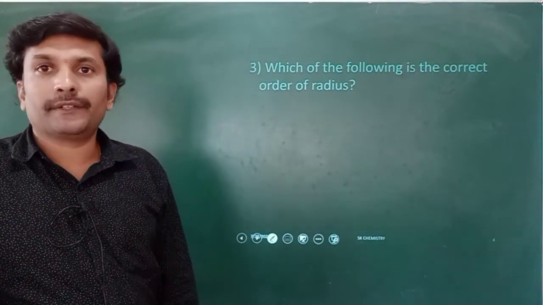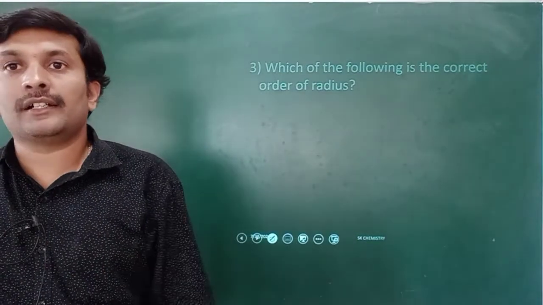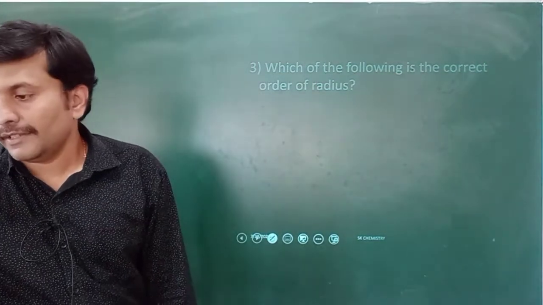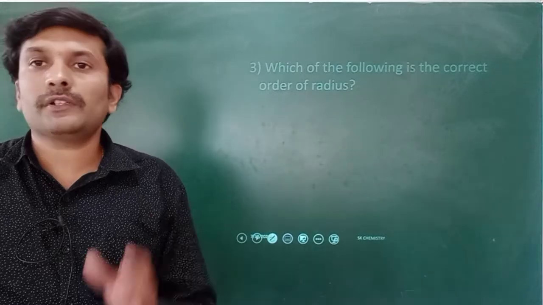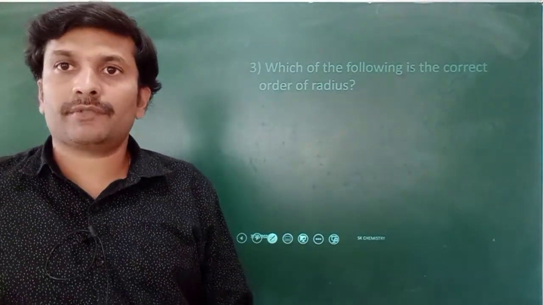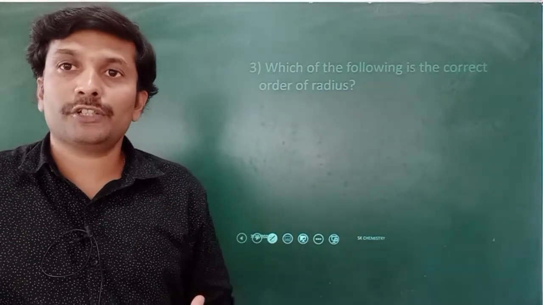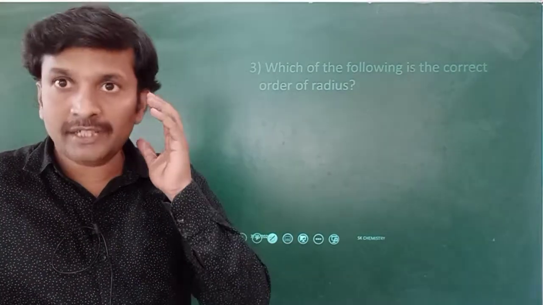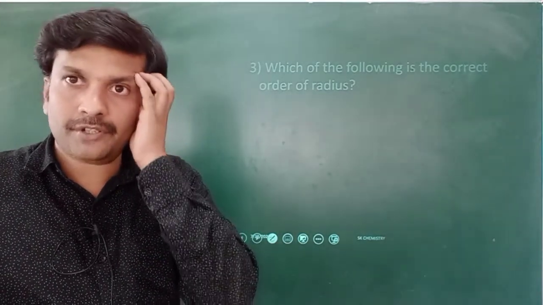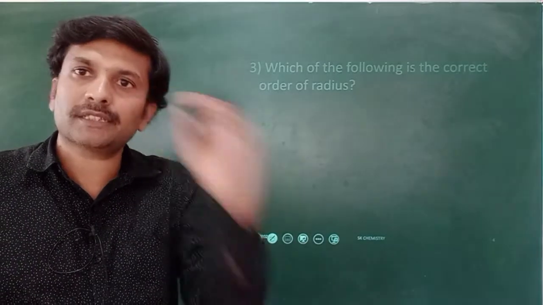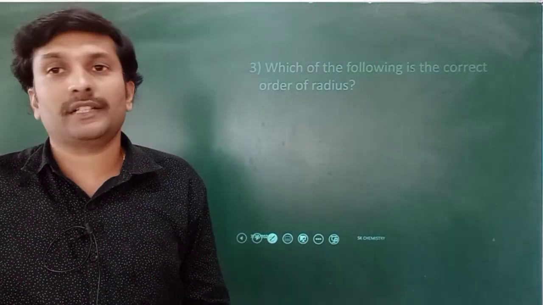Which of the following is the correct order of radius? When we come to radius, that's what I always tell the students, be confident in what you learnt. The moment you read the question, don't look at the options. Some concept will automatically strike your mind. So what is that concept?